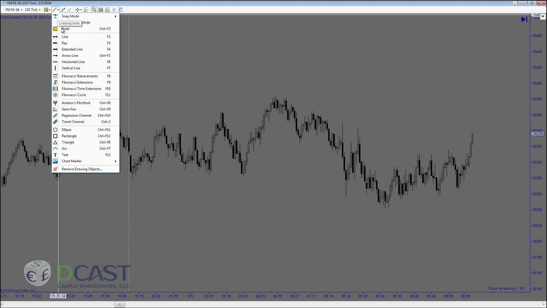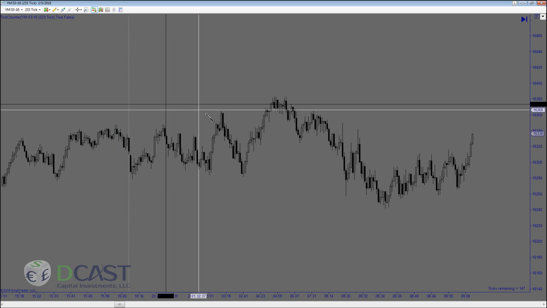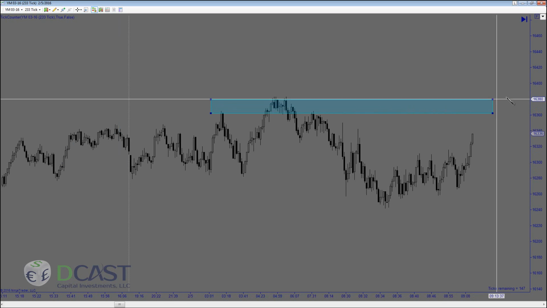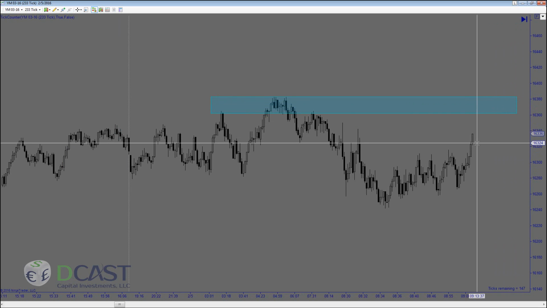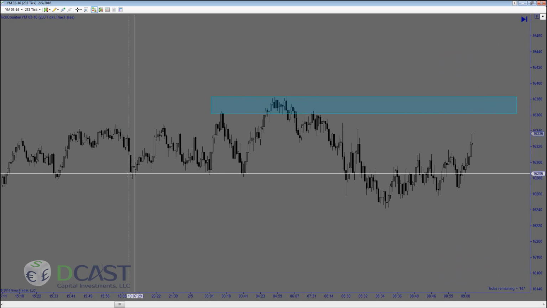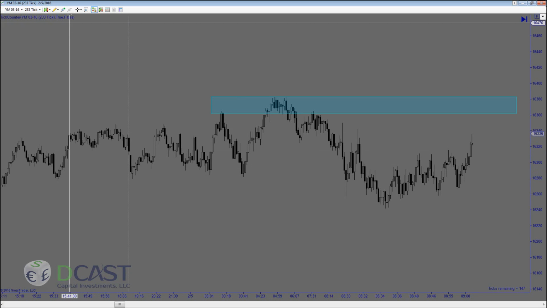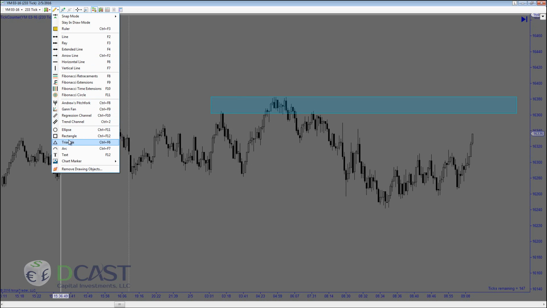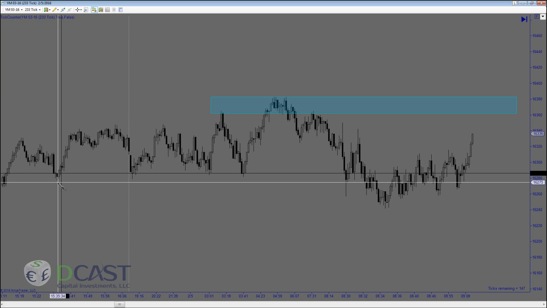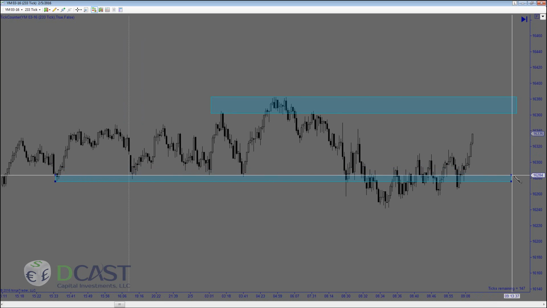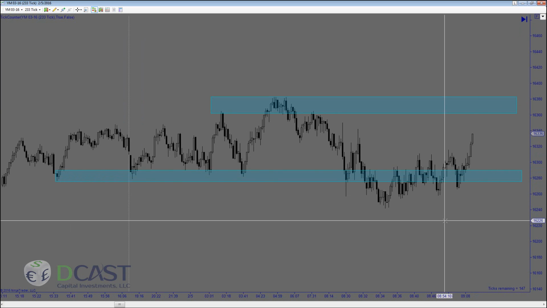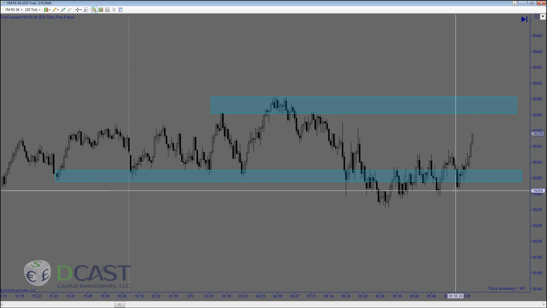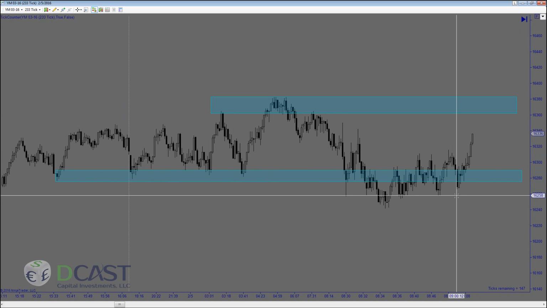Our areas of importance, our zones. And we can see that price has had difficulty getting above this area. We also see that price has had difficulty getting below this area. So for right now, that's all the areas I really want to identify. Those are the clearest ones that jump out to me.